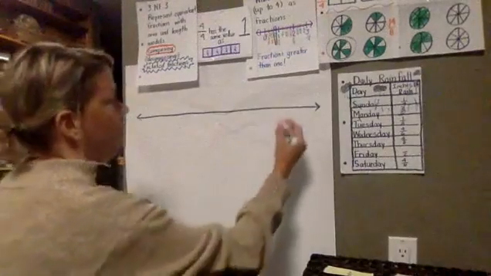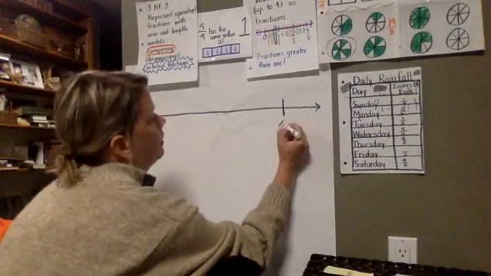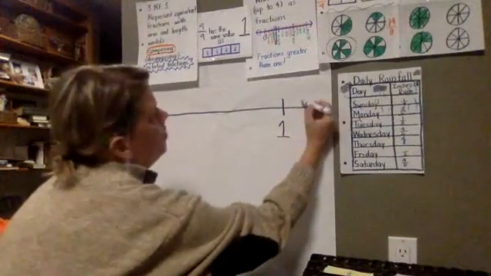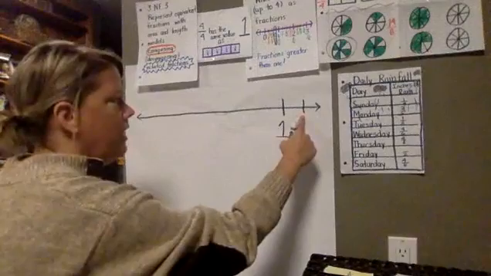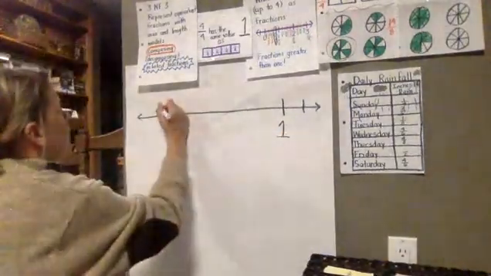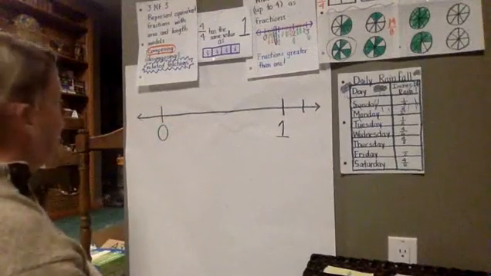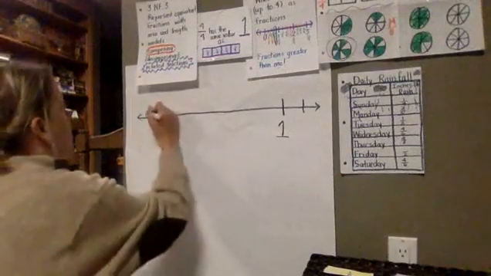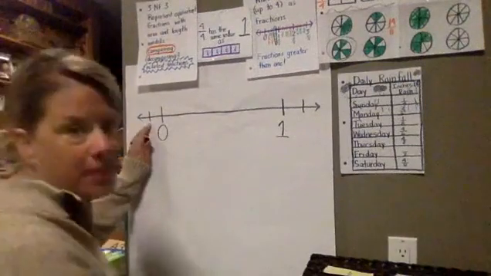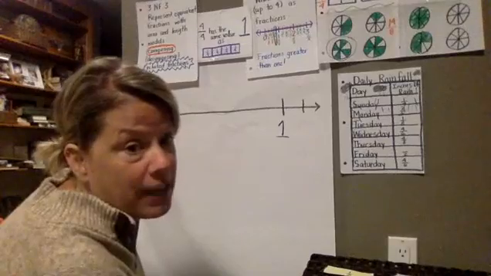Okay. So I'm going to put my 1 here. And I do want to make another mark past 1 because there's always something that can come after 1. And then here I'm going to put my 0. And I'm always going to put something after the 0 because there are numbers that are less than 0.